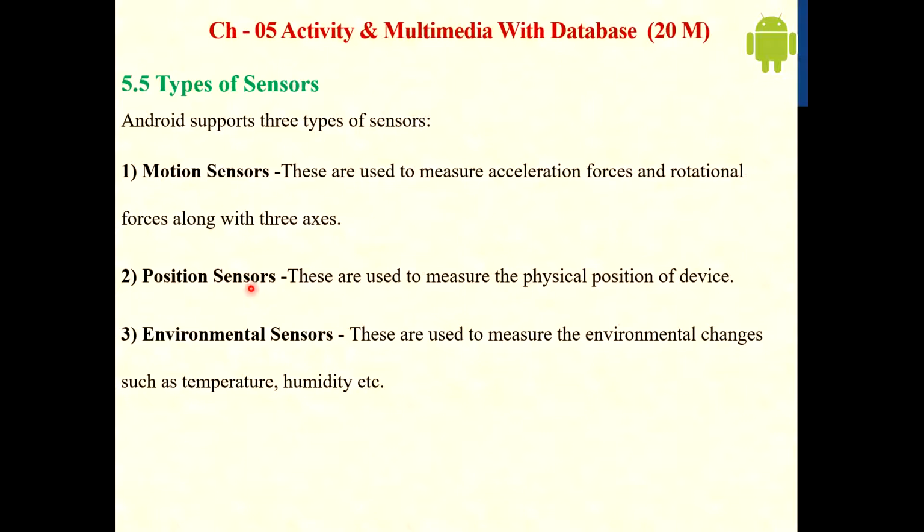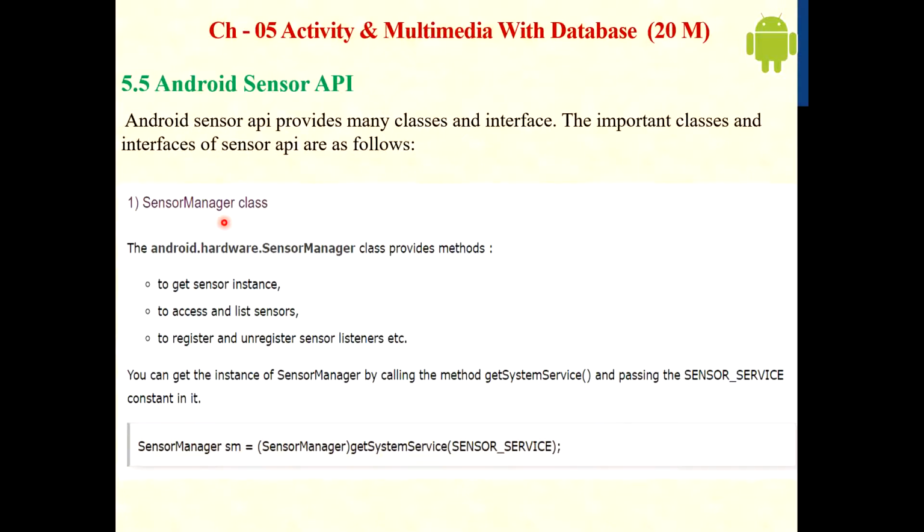Then the next one is the position sensor. These are used to measure the physical position of the device. Many times we see horizontal screen, vertical screen, auto rotation; these are performed by the position sensor. Next one, the environment sensor. These are used to measure environment changes such as temperature and humidity. So these are the three types of sensor supported by Android.